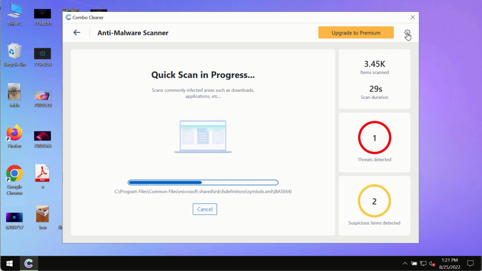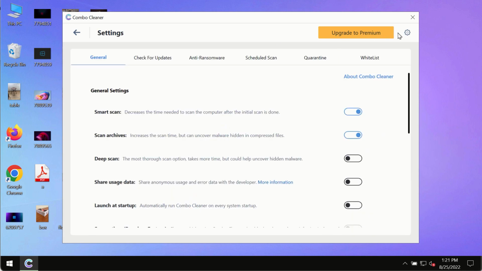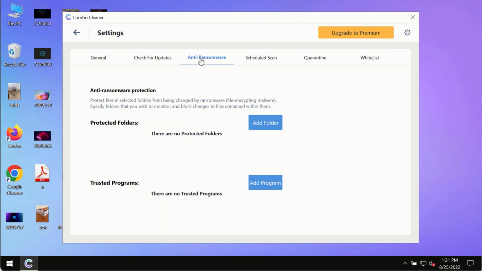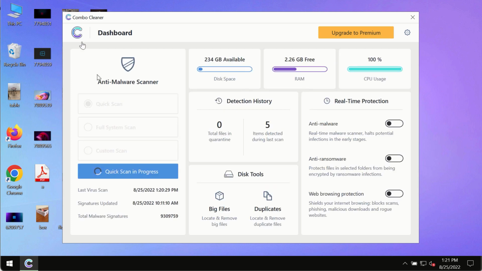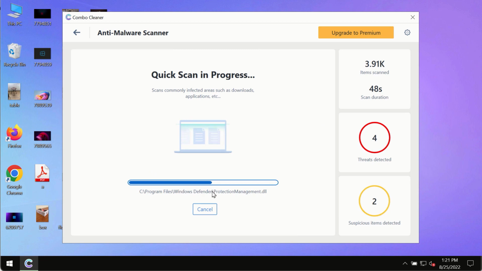While the scanning by Combo Cleaner is taking place, please pay attention to several features in Combo Cleaner, such as anti-ransomware. This feature, for instance, allows you to add several folders that will always be protected against ransomware or malware attacks. At the end of the scanning, you will see the detailed summary of all the threats which were found on your computer.